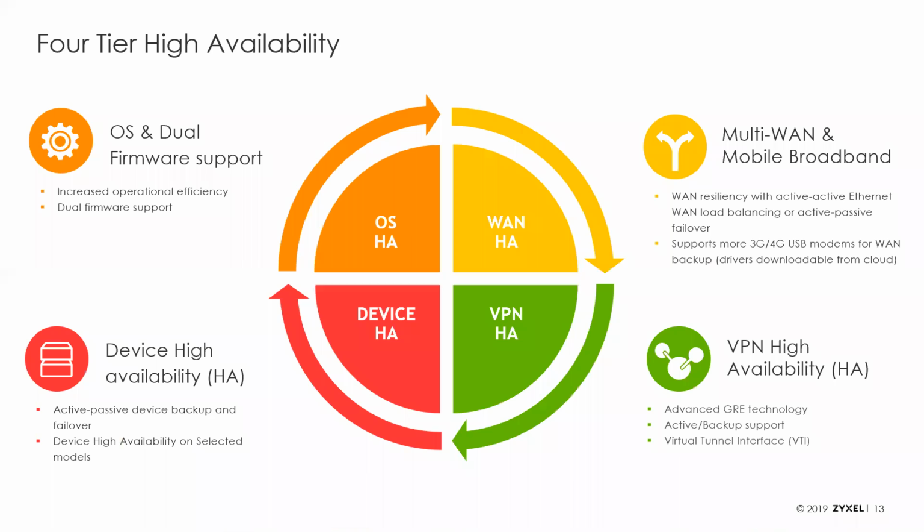So we have what we call four-tier availability. We have dual firmware support. So basically, when you're upgrading the firmware, if something goes wrong during that firmware upgrade, instead of bricking your device, we simply fall back to the previous working firmware. Same goes with our configuration. Most of our products here support multi-WAN, so you have WAN resiliency, either failover or load balancing.